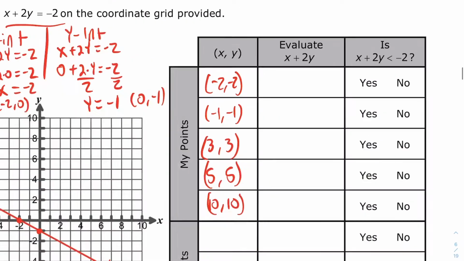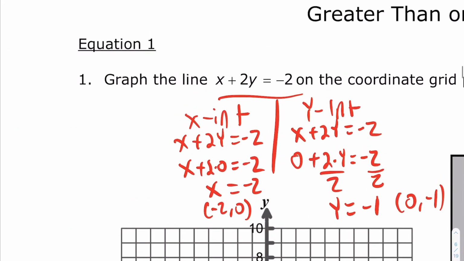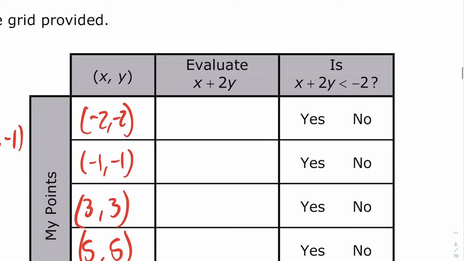We're going to do what it says, which is evaluate x plus 2y. Why would I want to do that? Well, that was the equation. The original equation was x plus 2y equals negative 2. But we're building towards the inequality part. X plus 2y. So I'll do negative 2 plus 2 times negative 2. That would be negative 2 minus 4, which is equal to negative 6.